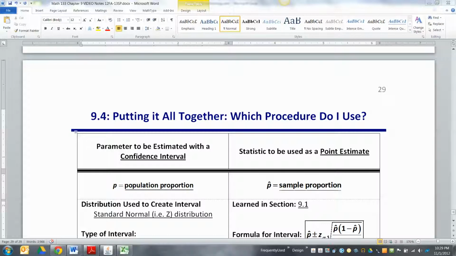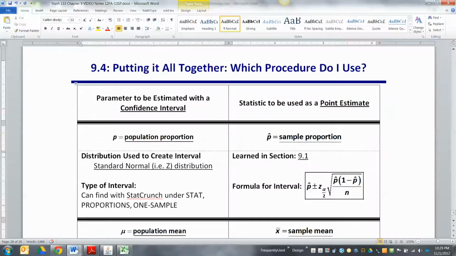Now, the last section of Chapter 9 is just when you have to start putting it all together and trying to test out which confidence interval you're supposed to make. So when you're faced with a problem on the exam or in a mini test or an online test or an online homework problem, it's not going to tell you this one was proportions, at least not directly, but it'll be there in the instructions somewhere.